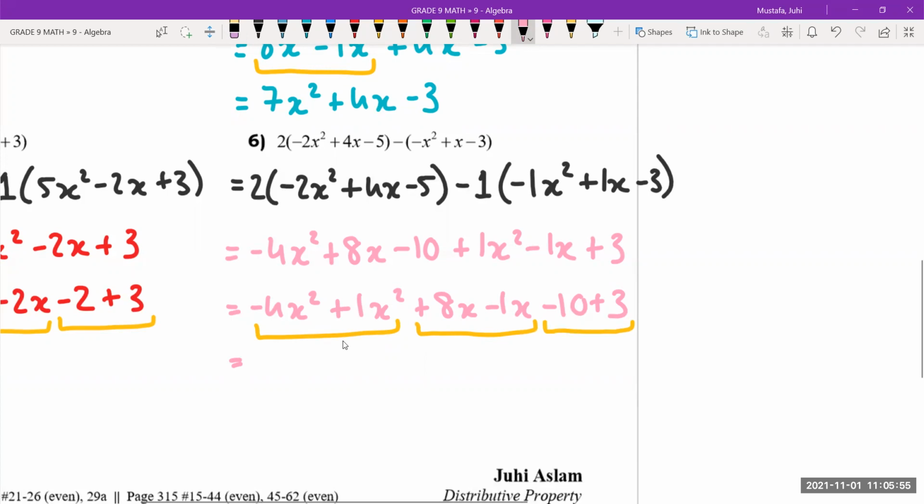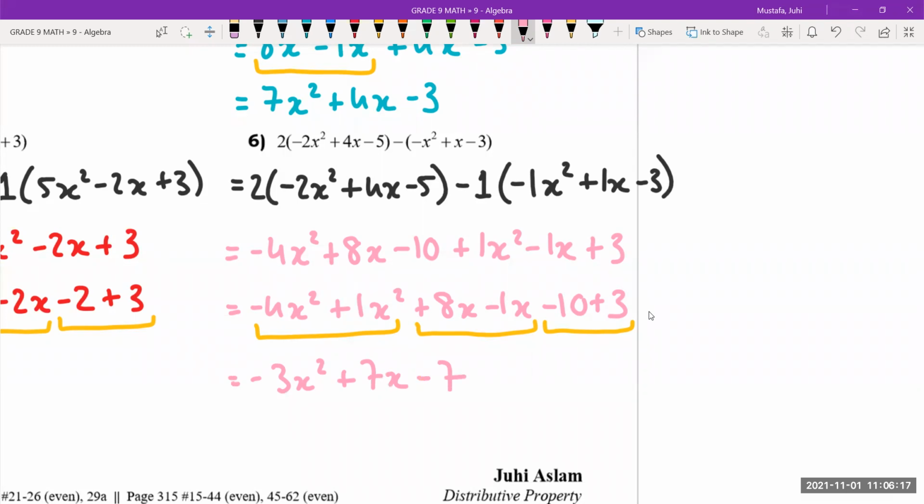All right, what is negative 4 plus 1? You just say it out loud. It's going to be negative, yep. It's going to be negative 3x squared. What is positive 8 minus 1? Positive 7x. What is negative 10 plus 3? Negative 7, and that's our final answer.